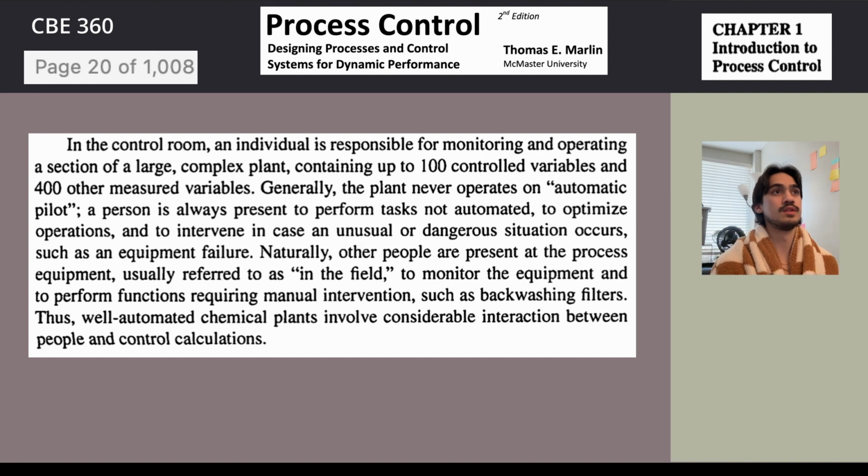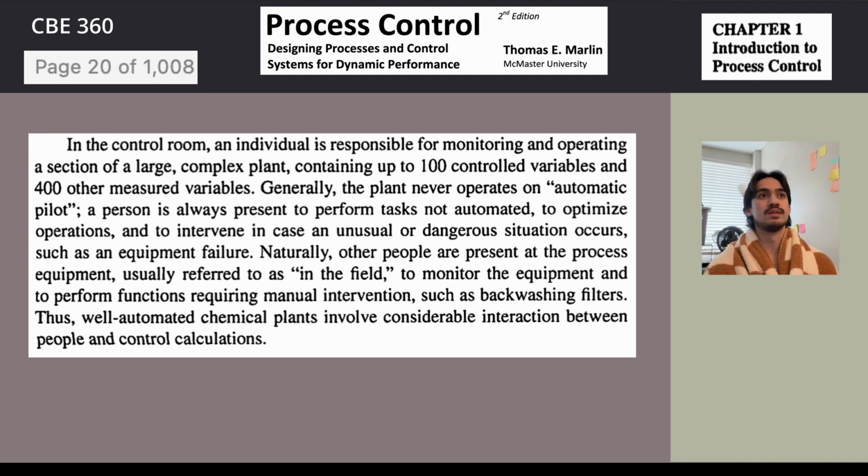In the control room, an individual is responsible for monitoring and operating a section of a large complex plant containing up to 100 controlled variables and 400 other measured variables. Generally, the plant never operates on an automatic pilot. A person is always present to perform tasks not automated, to optimize operations, and to intervene in case an unusual or dangerous situation occurs, such as equipment failure.